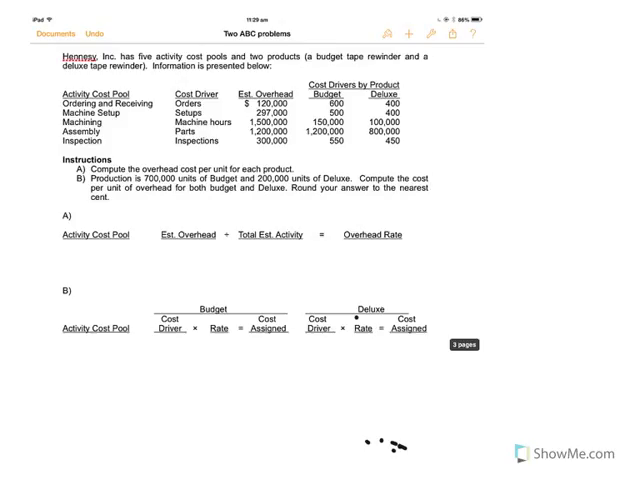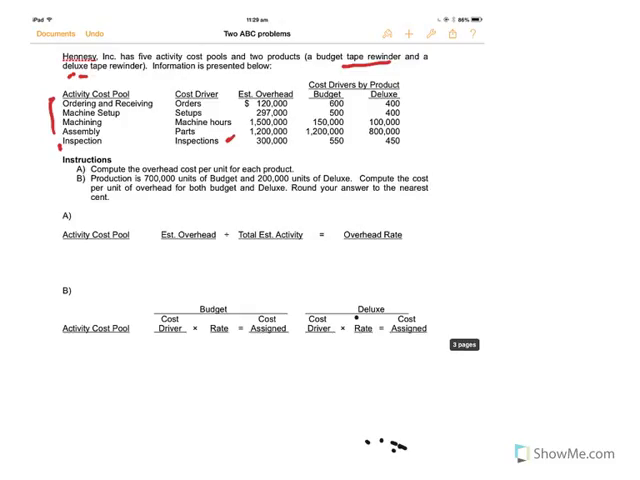Now, the next problem is a little more involved. Here we have Hennessy Inc. They have 5 activity pools and 2 products: a budget tape rewinder and a deluxe tape rewinder. They've already given the cost drivers: orders, setups, machine hours, parts, inspections. Here's what we estimate the annual overhead to be. Keep in mind this is annual overhead.